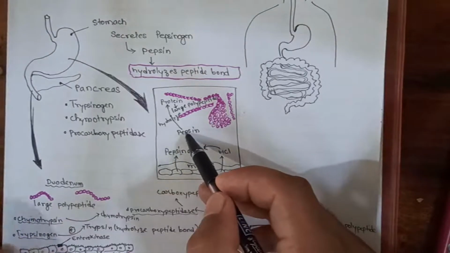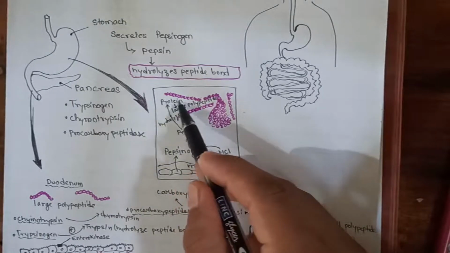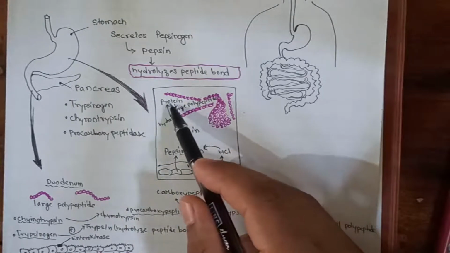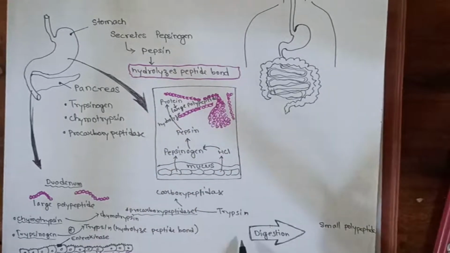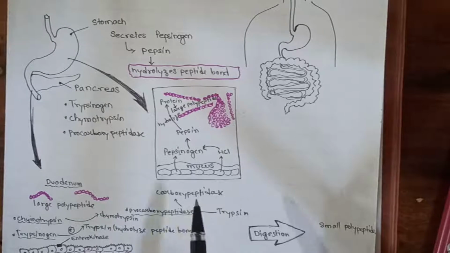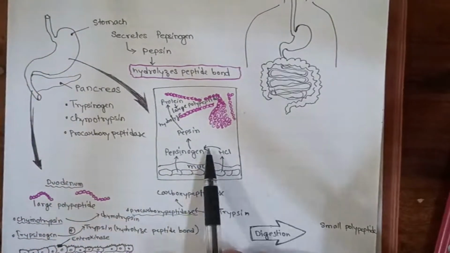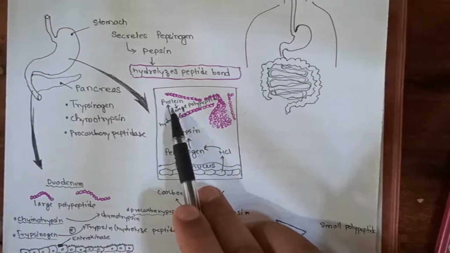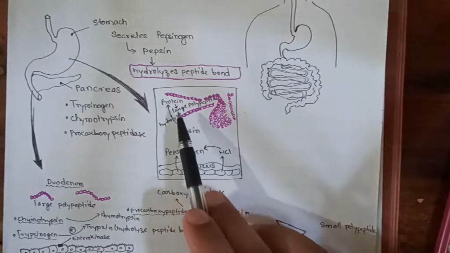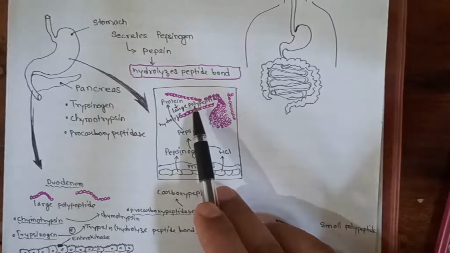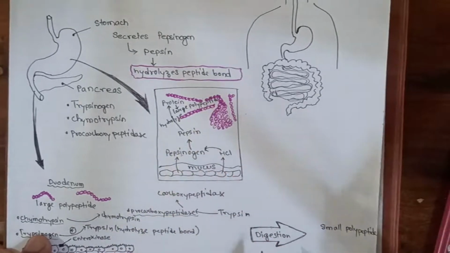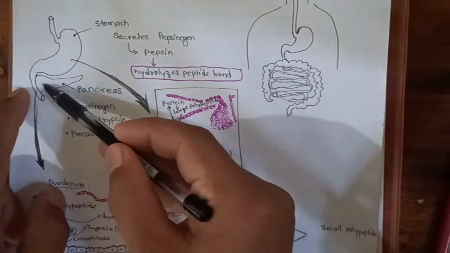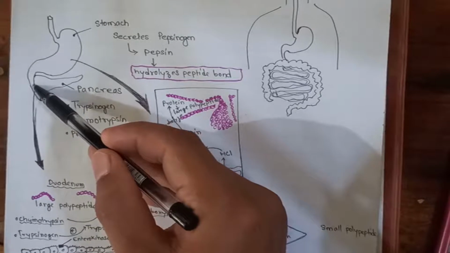So this pepsin will now break down this large protein, or hydrolyze this protein, into large polypeptides in the stomach. All right, understand? And now here the pepsin is able to hydrolyze the peptide bonds, breaking down the protein into large polypeptides. So from the stomach, the large polypeptides will enter the small intestine, the duodenum, the first part.